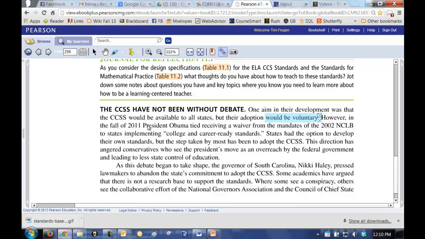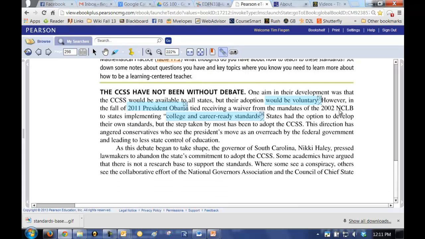However, in the fall of 2011, President Obama, okay, this is voluntary, tied receiving a waiver from the mandates of No Child Left Behind to states implementing college and career-ready standards. And this is when the governor of South Dakota immediately adopted them. Oh, you mean we can get out from under No Child Left Behind? And this is what I say when I say to you, don't tell me it's not a federal initiative and owned by the federal government. It is, and right here it is. States had the option to develop their own standards, but the step taken by most has been to adopt the Common Core because everybody wanted this waiver.